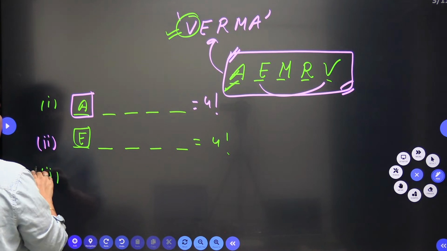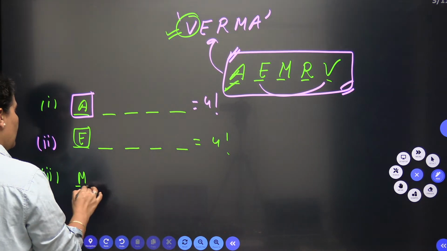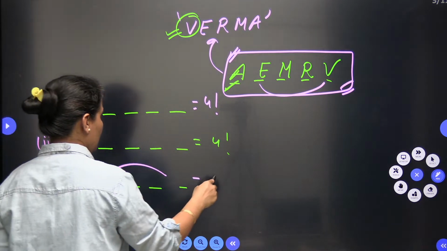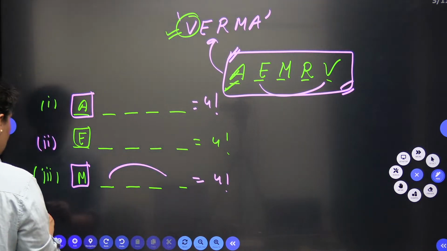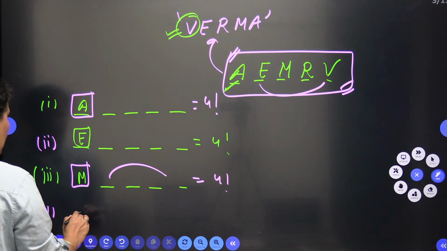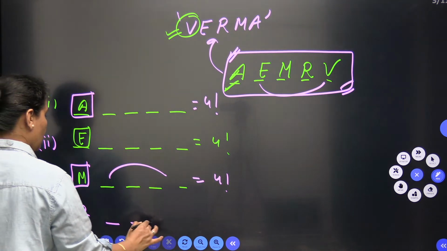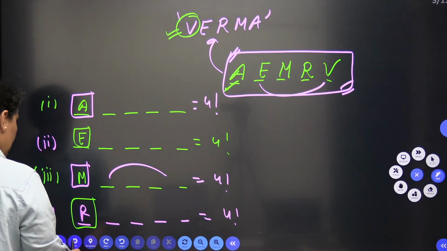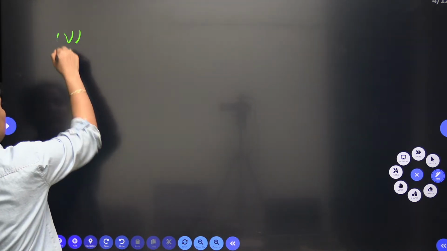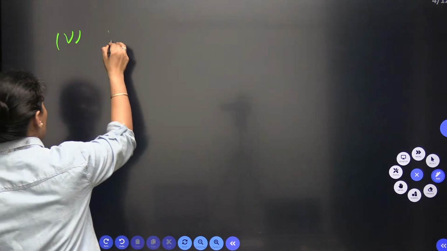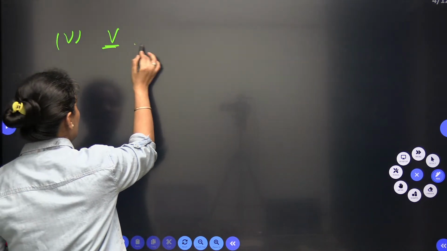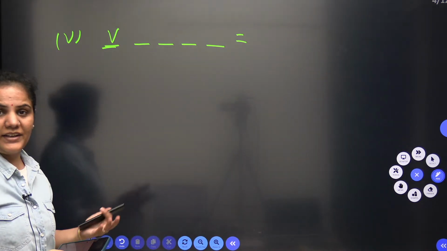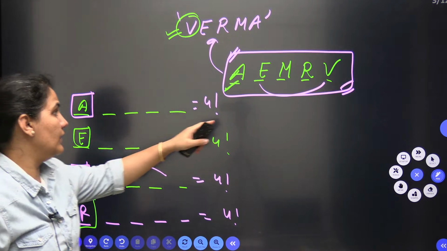And for the next, it will start from M, 1, 2, 3, 4. So when you fix M, for the remaining 4 places it will be 4 factorial again. When you go for the next, R, this also we don't want, 1, 2, 3, 4. So it will be again 4 factorial. And when I go with the next one, the fifth one is V. Now we require this one, 1, 2, 3, 4 and 5. We require this one. So now we will not directly go with the V.